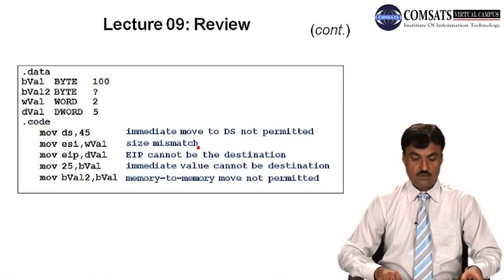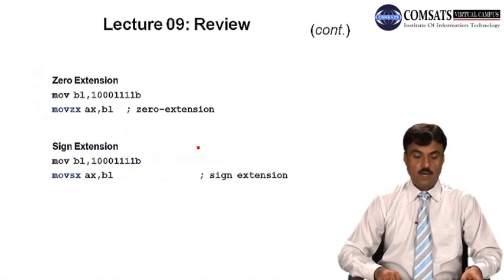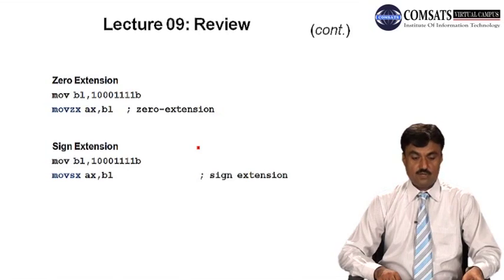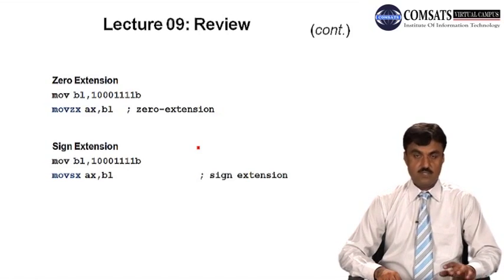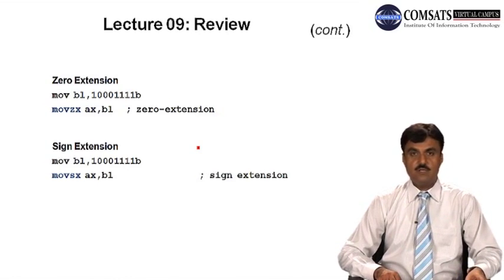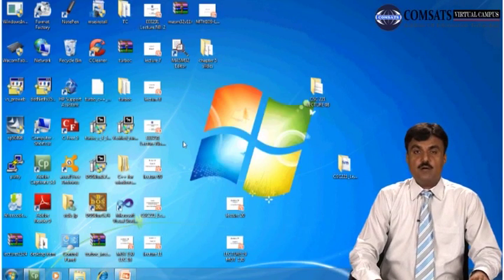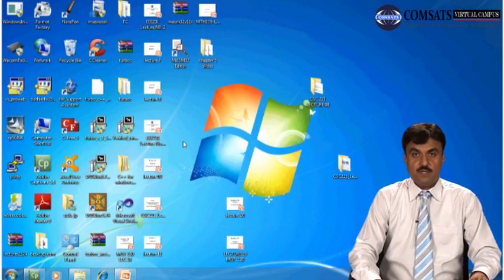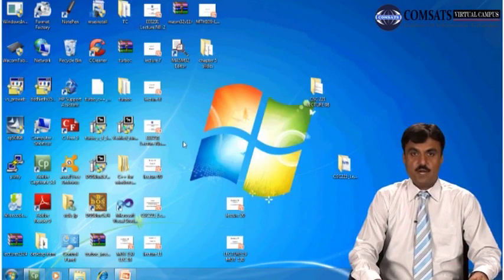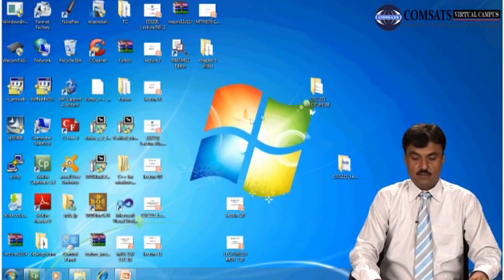There were some errors explaining why we cannot transfer, and we also did zero extension and sign extension examples. We will see zero extension and sign extension in assembly language, what the effect of each is, and we will do some examples. Now we are going to start with the implementation or observation of all those instructions inside assembly language.